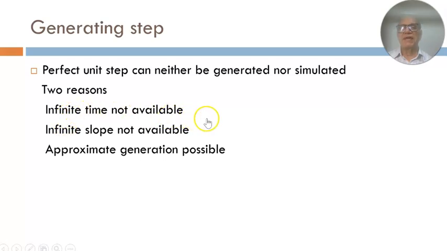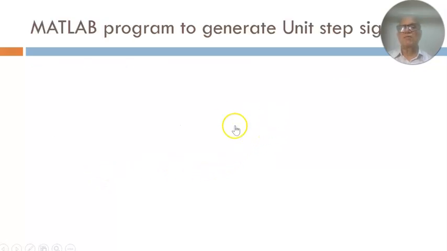Also, the way the step is defined, we are assuming that right from minus infinity up to t equal to 0, infinite time is not available. So when we do our simulation, of course, we assume a certain time slice and then generate our unit step function. And as I said, infinite slope is not available. You cannot have any sample which has two values at the same time. That is not possible. So approximate generation is possible. All right. So let us see how to do this.